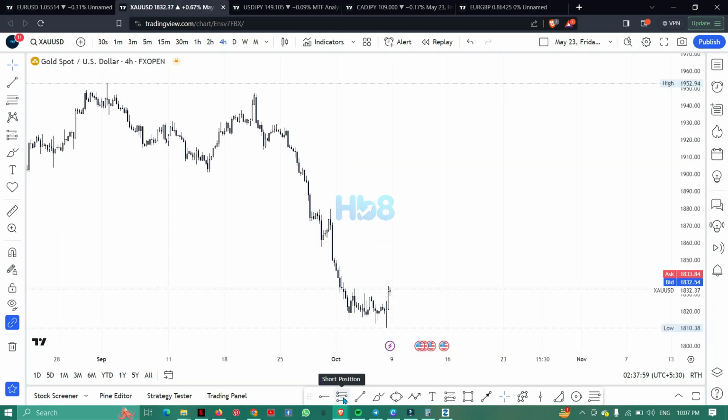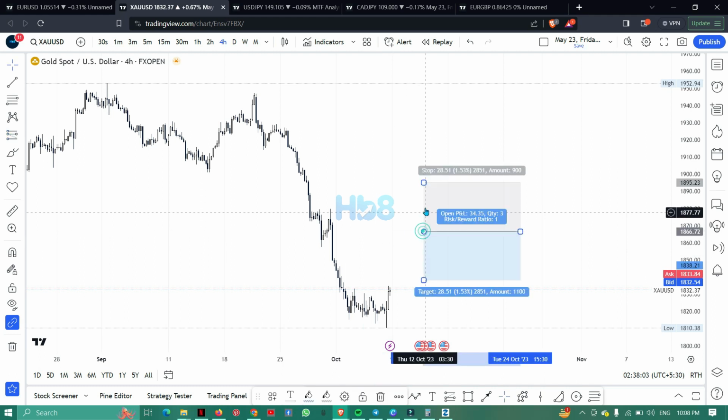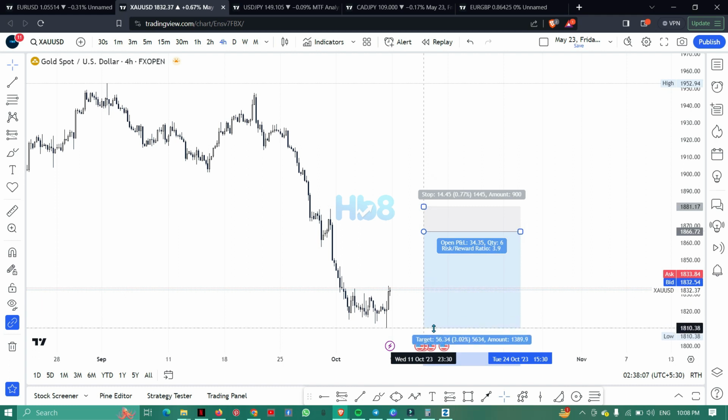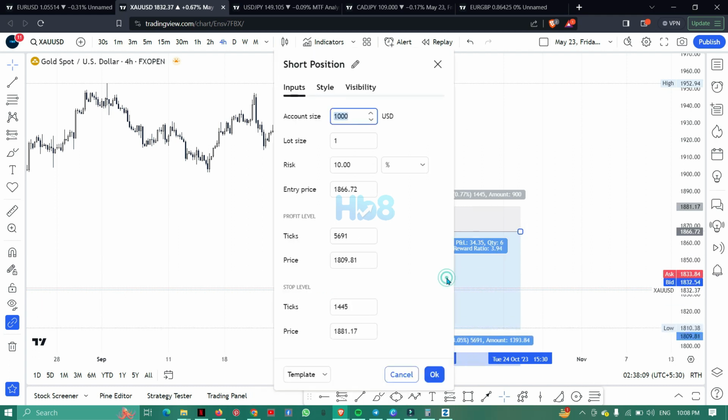And if we were to look at gold right now, okay, so let's assume you want to sell here, for instance, and your stop loss is above here, okay? Now, what you need to do is double click on this and then input your account balance. Let's still keep an account balance of $1,000. Then just leave your lot size as 1 and then your risk tolerance, whatever it is, just put it in here. So let's leave it at 10% as well.